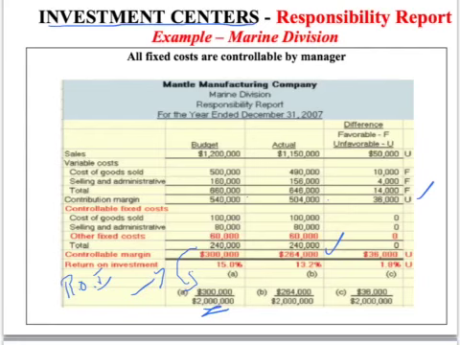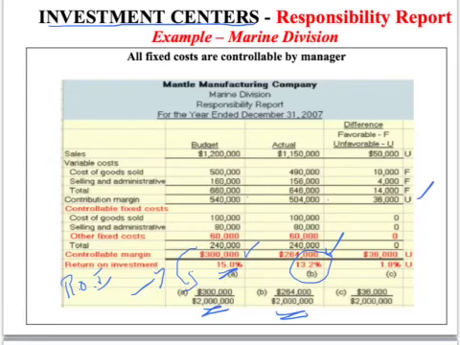When we relate that to the investment he has in here, his goal was to come up with a 15% return, but because he had a controllable margin of $264 instead of $300, he comes in with an ROI of 13.2. So we compare the ROI of 13.2 to the budgeted ROI of 15. And in that way, we evaluate the manager of this investment center.